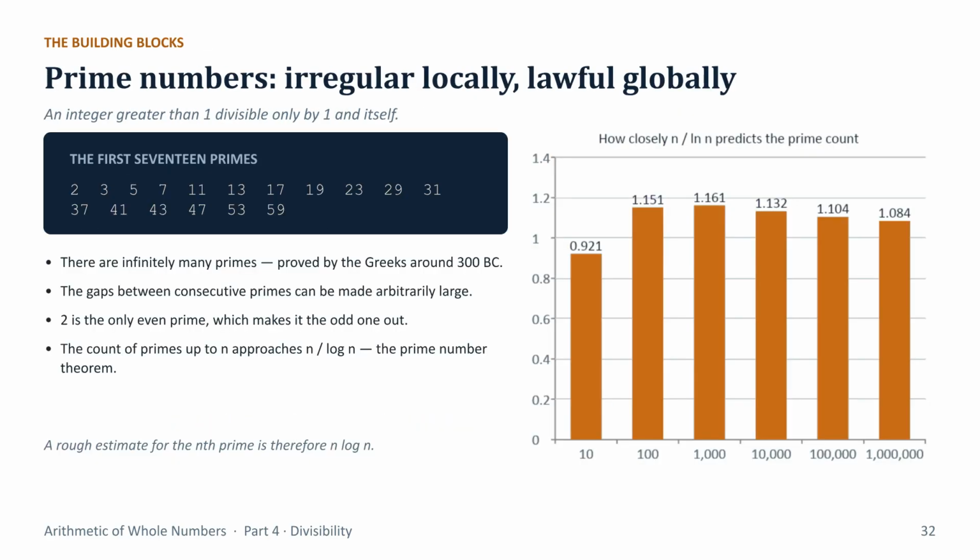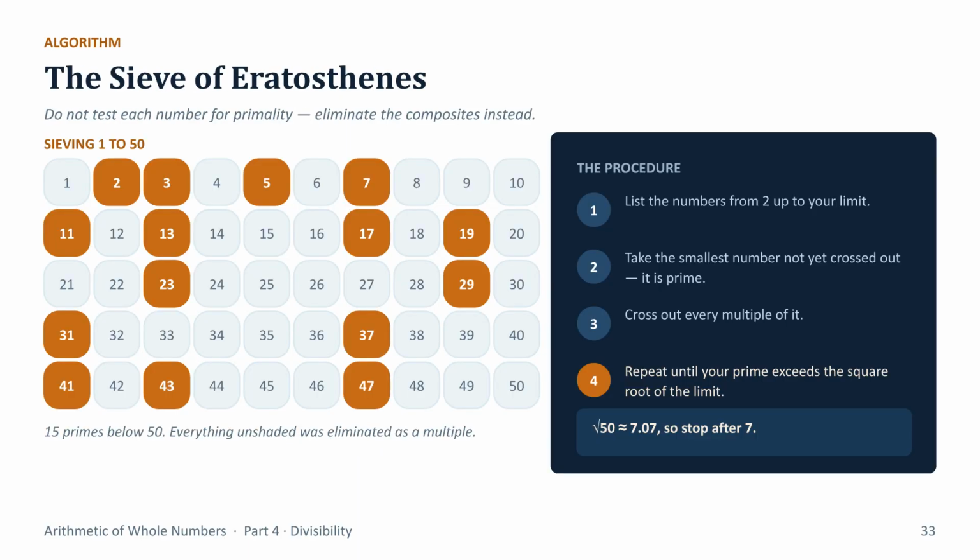We now explore prime numbers, the atoms of the integer world. Primes are numbers greater than 1 divisible only by 1 and themselves. They appear chaotic locally, but they follow a clear law globally. The count of primes up to a value n is roughly n divided by the natural logarithm of n. The sieve of Eratosthenes is the oldest efficient method for finding all primes up to a limit. Instead of testing each number, we cross out multiples of known primes. By stopping once we exceed the square root of our limit, we reach a very high level of efficiency.